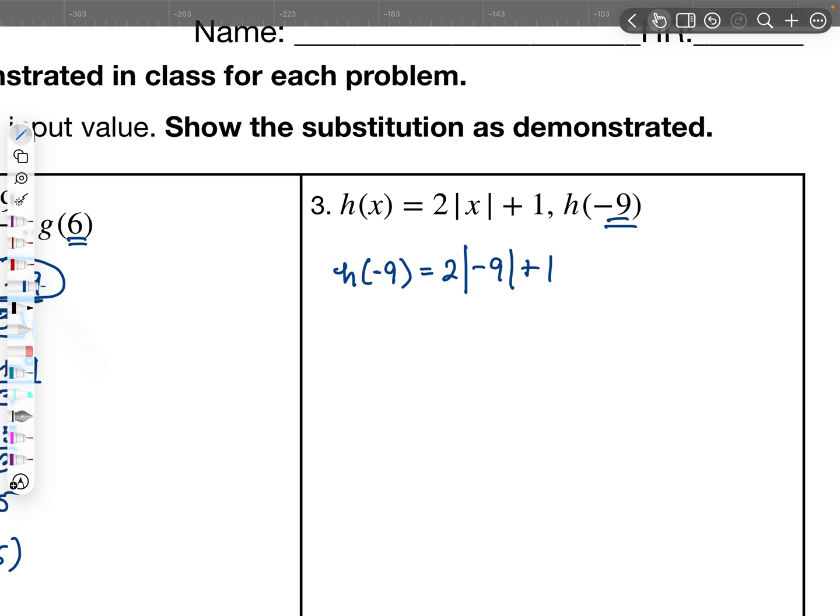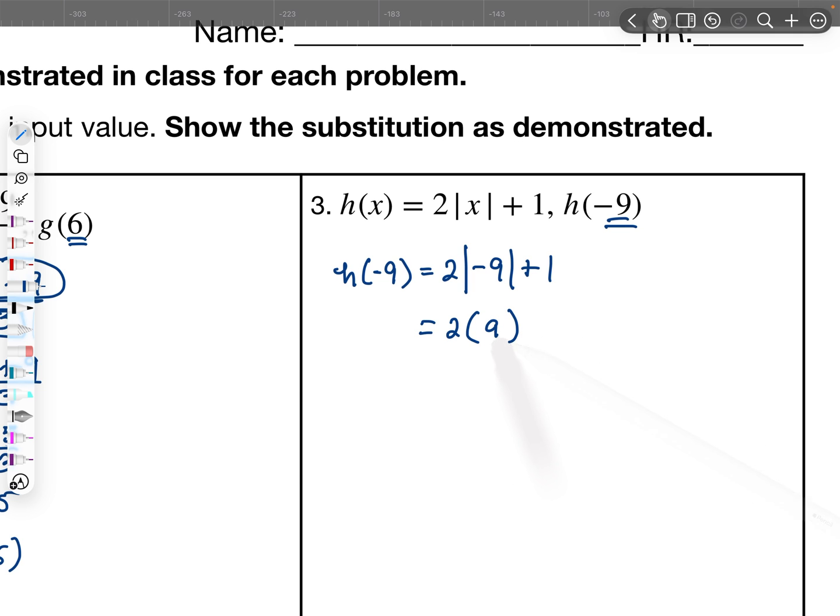So a lot of students mess this up. That's why it's on our review guide. So what this says is take 2 times whatever the absolute value of -9 is, and then add 1. So I still have to evaluate what's inside this grouping symbol first. So the absolute value of -9 is just 9. So this becomes a 2 times a 9.